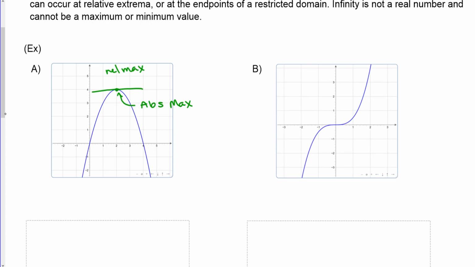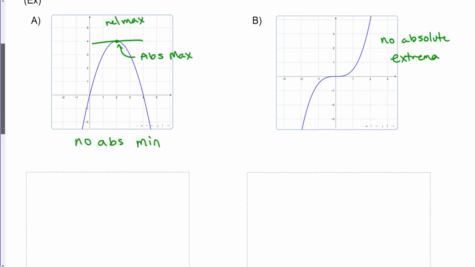This next example, this one neither has an absolute minimum or an absolute maximum, because the graph itself goes off to positive infinity in both directions. So this graph has no absolute extrema. Whereas this one had no absolute minimum, this one has no absolute extrema at all. Part B has no absolute extrema at all.